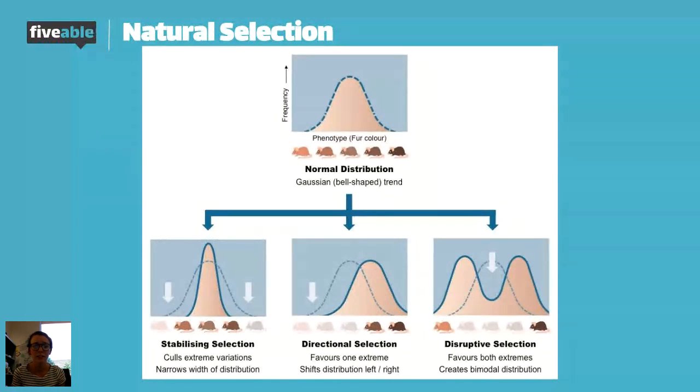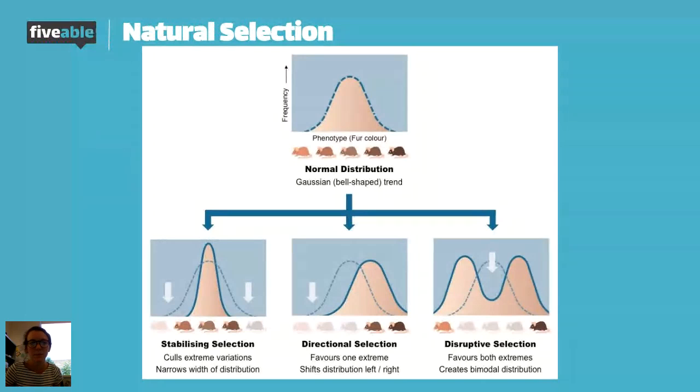Next, directional and disruptive. My students seem to always get these two mixed up just because they both begin with the same letter. But if you just listen to what the word is saying, directional moves in one direction. So you're moving towards one extreme phenotype. We're gonna talk about peppered moths in just a second, which is a classic example of this directional selection. But what you need to be familiar with is just that one extreme phenotype is favored here. And it can't be the middle phenotype because that's what we just talked about with stabilizing selection.